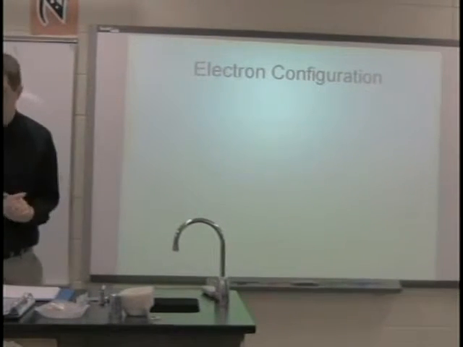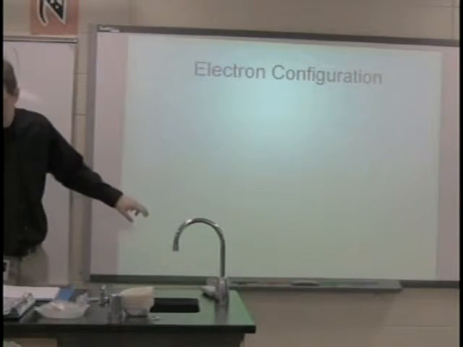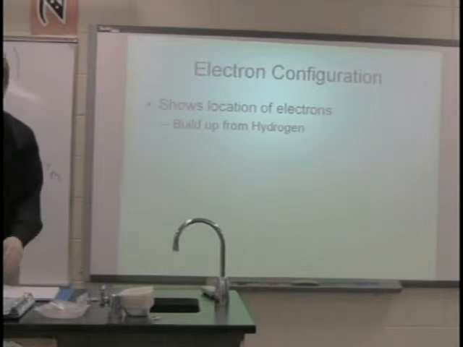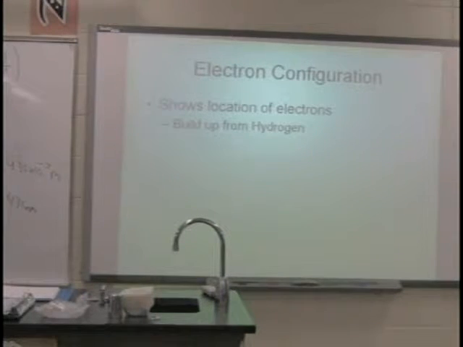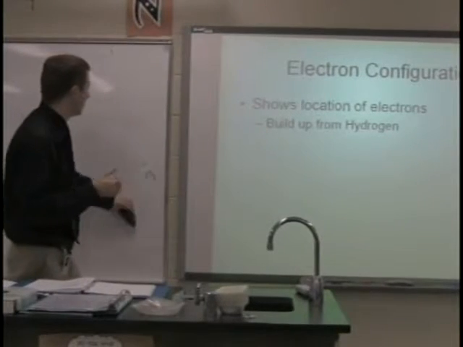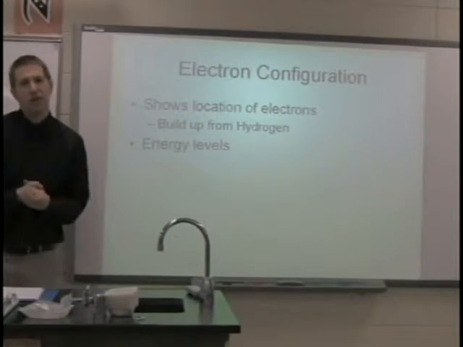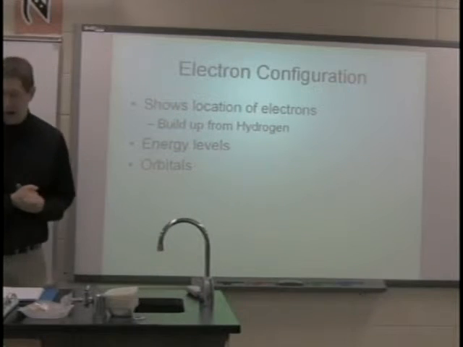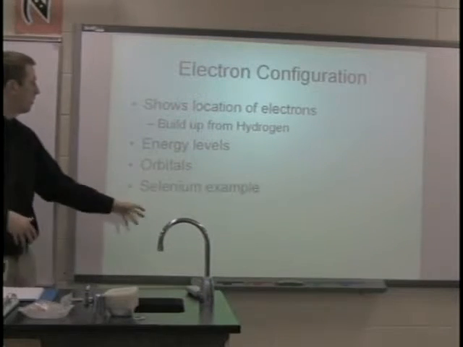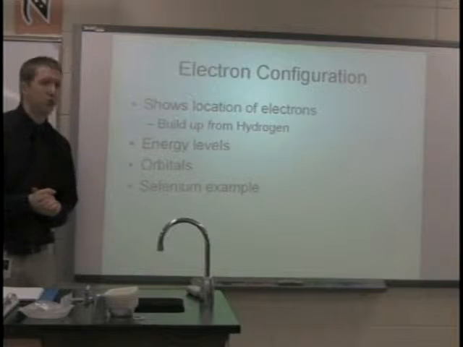is going to be on electron configuration. So to begin with, electron configuration shows the location of electrons. And what you do is you build up from hydrogen. So we know where hydrogen's designation is, and then we get further and further away from hydrogen, we get larger and larger and larger. The periodic table we can divide into energy levels and into orbitals. What we're going to do is give you an example of the electron configuration for selenium.